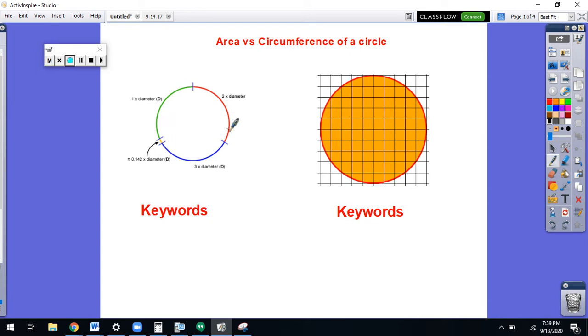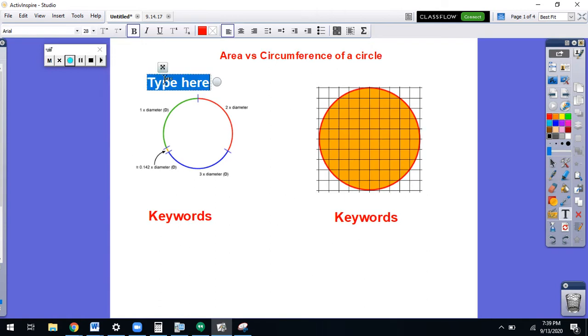Whatever the diameter is, the distance across from one end to the other end, you just take 3 of them to go around. So 1, 2, 3, and then a little bit more, which is that 0.14. So really what we end up doing for circumference is diameter times 3.14, or we call that pi. So that's what we use for circumference.